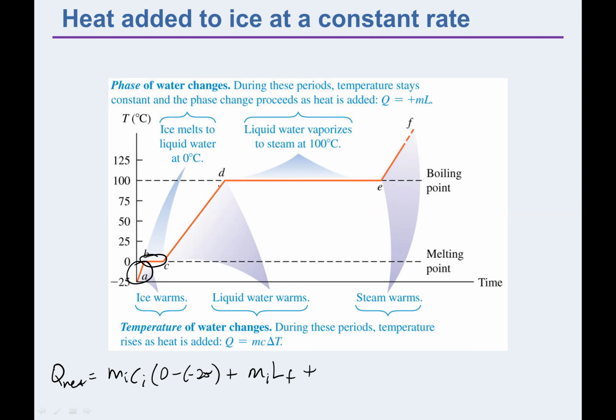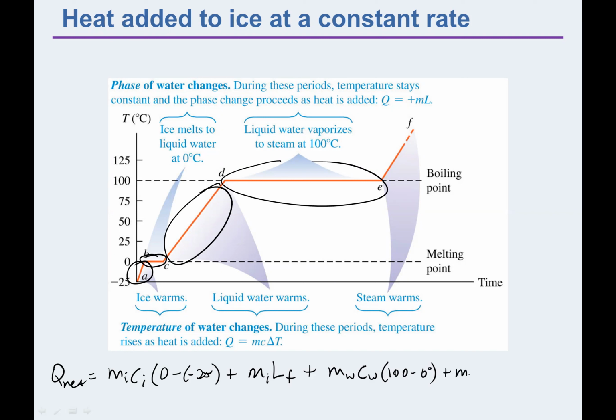Then this is the third stage, where I have water and specific heat of water, and I change the temperature from 0 to 100. So it becomes 100 minus 0 degrees Celsius, right? And then plus the fourth stage, where I have mass of water times heat of vaporization. And then finally, I have the last stage, where I have mass of steam times specific heat of steam, then 130 minus 100. That means after calculating all of this, I can calculate the amount of energy.